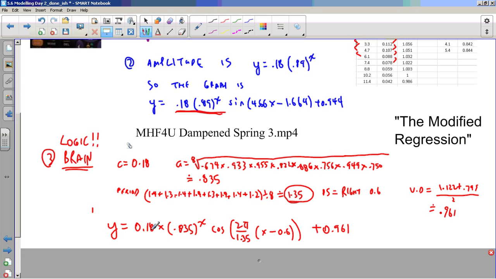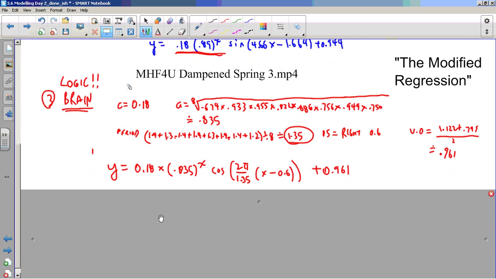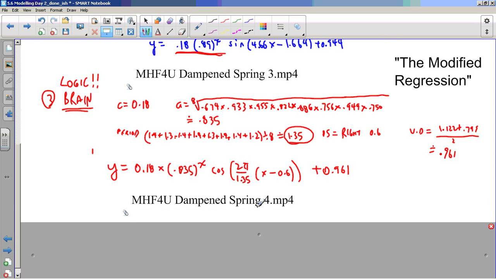equation. There's the amplitude that's decaying. There's our cos function, because we started at a maximum. There's the phase shift, 2 pi over the period, and I can read that. There's my vertical displacement. And then the last video is me putting this in. That was all based on logic. So you should pause this video and watch that.